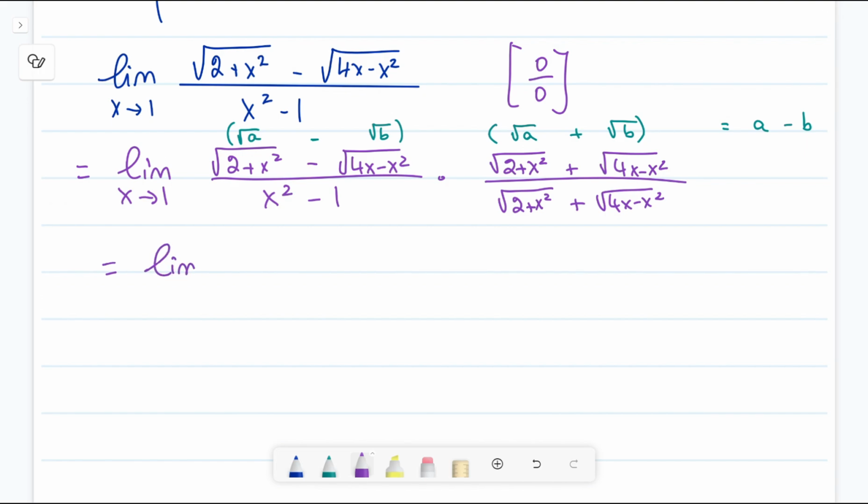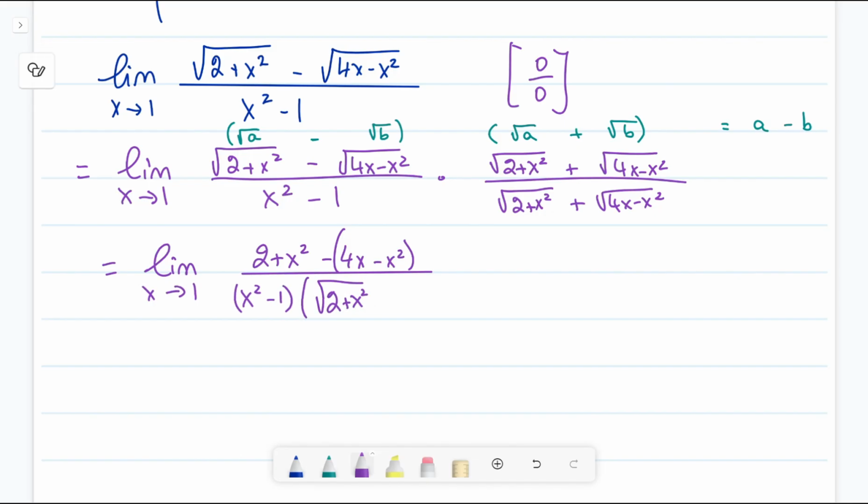So this becomes the limit as x approaches 1. The numerator becomes a minus b, so it becomes 2 plus x squared minus b, which is 4x minus x squared, and the denominator becomes x squared minus 1 times this factor.